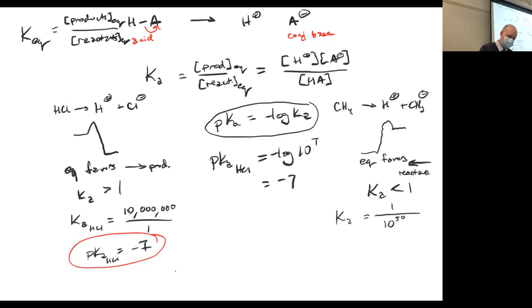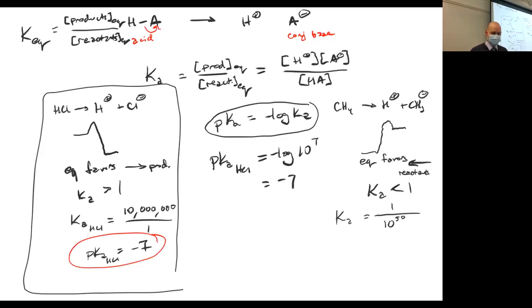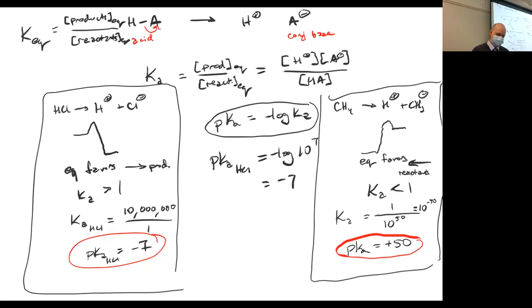All of this is HCl. All right, on the flip side, for methane, we are looking at this number right here, 1 over 10 to the 50th. I know you may not have done algebra in a while. Sorry, 1 over 10 to the 50th is 10 to the negative 50th. So the pKa of this is negative negative 50, which is positive 50. All of those things right there go together.